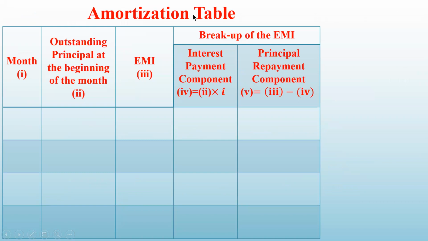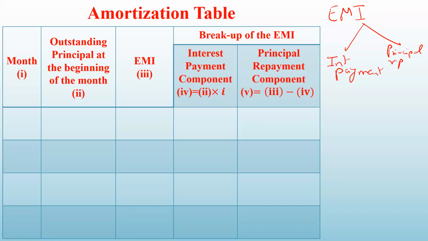In the amortization table, as I told you, it will give you the breakup of EMI. EMI will get broken up into two parts. The first part will go into the interest payment, and the second part will go into the principal payment. You know that whenever you take a loan, you have to pay the principal amount along with the interest, that is principal repayment. Okay. So let us see how this table looks.